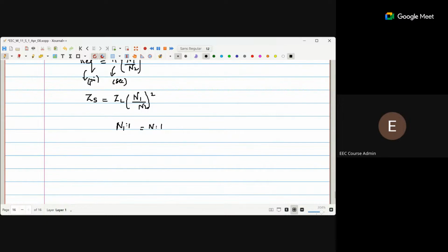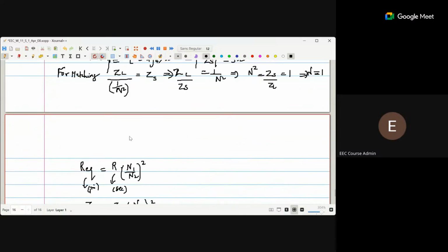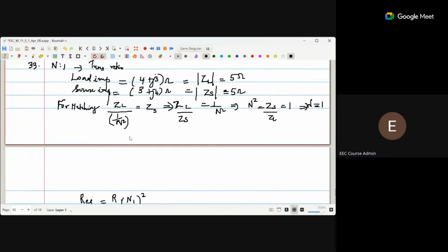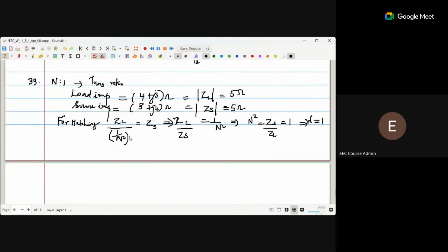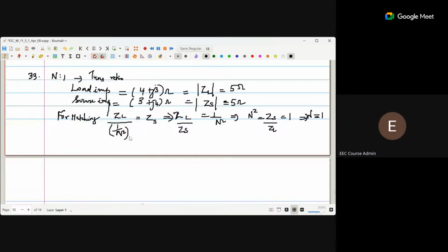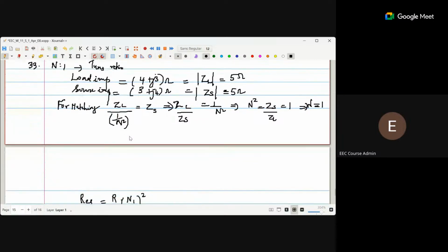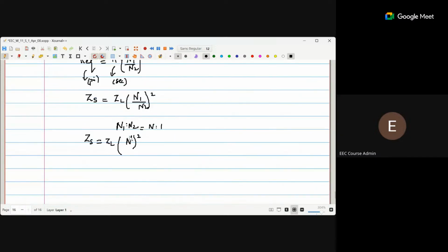n1 is to n2 is n is to 1. So ZS equal to ZL into n the whole square. That is ZS by ZL equal to n square. That is what I have written here. So that is equal to 1. So n will be 1. Is it clear?